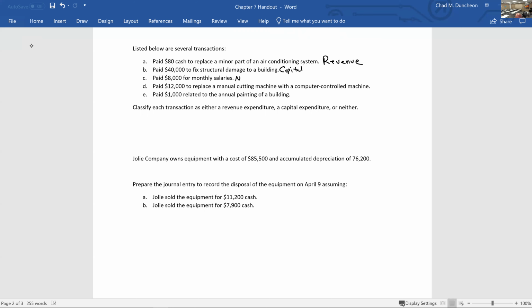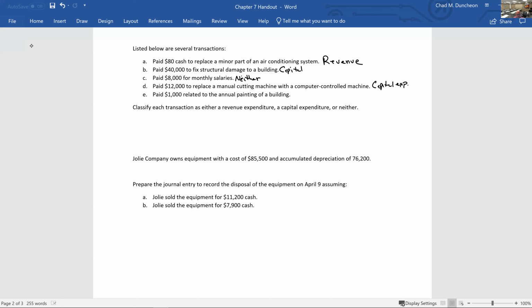Paid $8,000 for monthly salaries. That is neither, has nothing to do with property, plant, and equipment. That is an operating expense. Paid $12,000 to replace a manual cutting machine with a computer controlled machine. I'm going to call that a capital expenditure, because the way I'm reading it, we're getting a whole new machine. So we're just going out and purchasing a computer controlled cutting machine and replacing the manual cutting machine. So the actual buying of the machine is a capital expenditure.